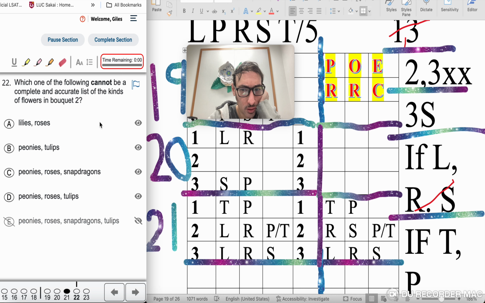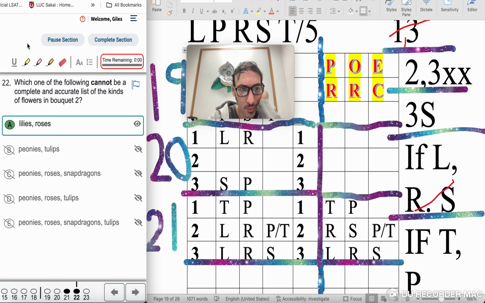LR, PT, PSR. PSR will work out because it's in PRST. And then PST will also work out. PT works out. Let's use choice A for this one. Process of elimination, browse choice A, answer A, LR. As in, it cannot work out.